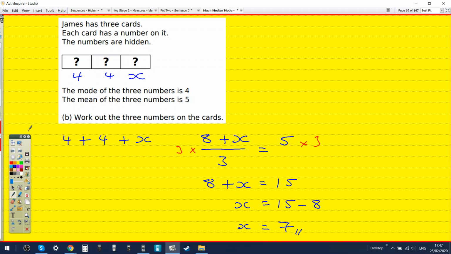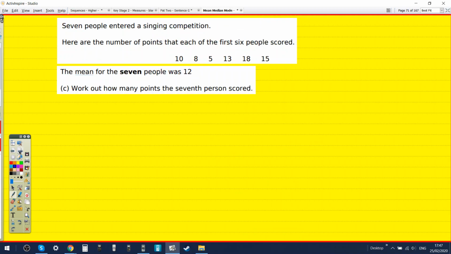No. That one comes up a lot. Let's try this one.